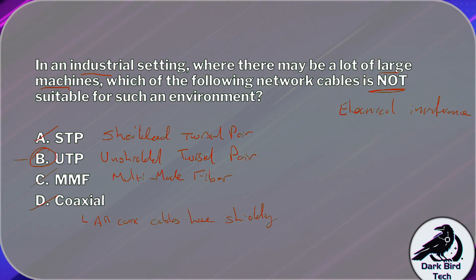Because a lot of you are probably thinking, yes, shielded twisted pair, perfect to use in an industrial environment. Fiber, perfect for an industrial environment. And that's right. They're perfect. But they're asking us which one's not the right tool for the job here. And that's UTP.